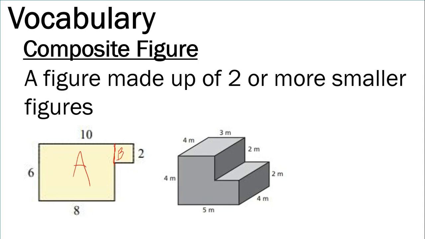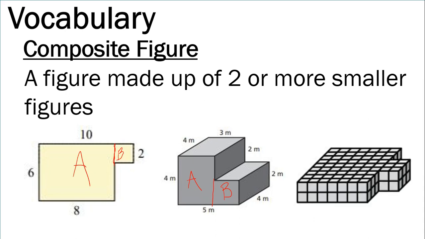Here's another composite figure. We can also split this figure into two rectangular prisms. We could go sideways here, so we would have a top rectangular prism and a bottom, or we can split it this way, so we have a rectangular prism on the left and a rectangular prism on the right.